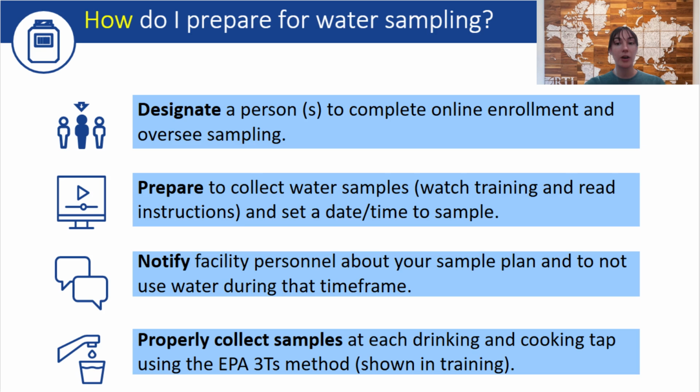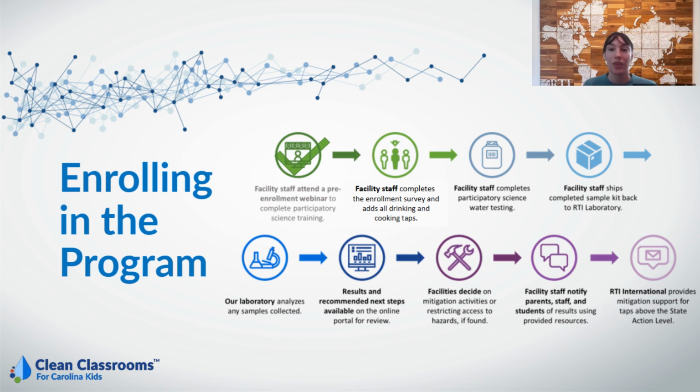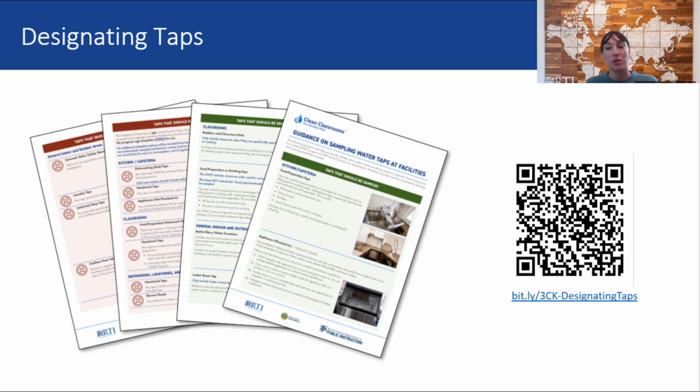Next, we'll walk you through some valuable resources designed to guide you through the program successfully. Once you're ready to begin enrollment, the program has several resources and tips to assist you with completing enrollment. One of the most important things for enrollment is designating taps to sample for our program. This process affects the rest of your participation and can cause the most effort later if taps are improperly sampled. Follow these resources for guidance on designating taps for drinking and cooking at your facility.